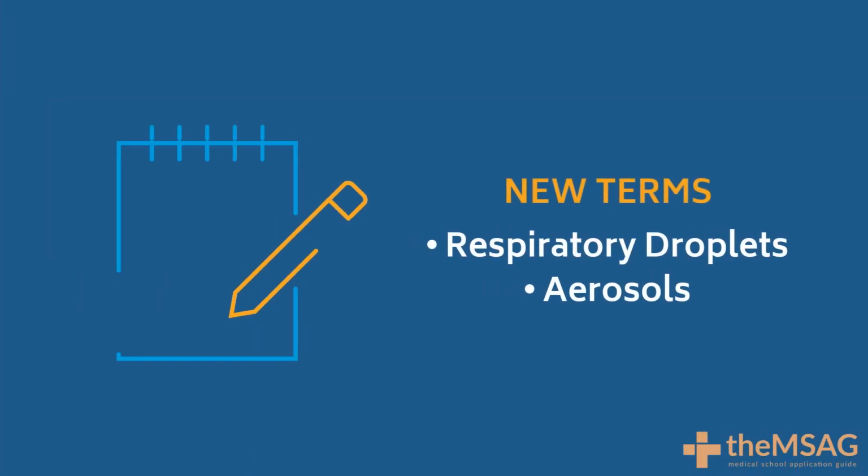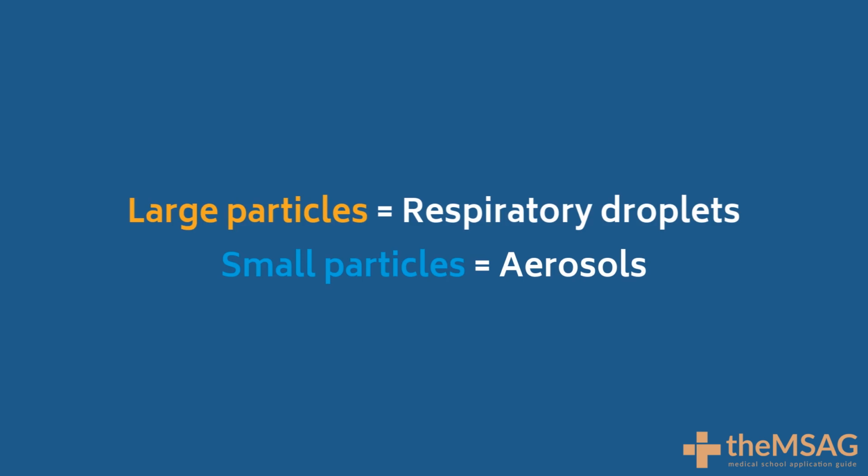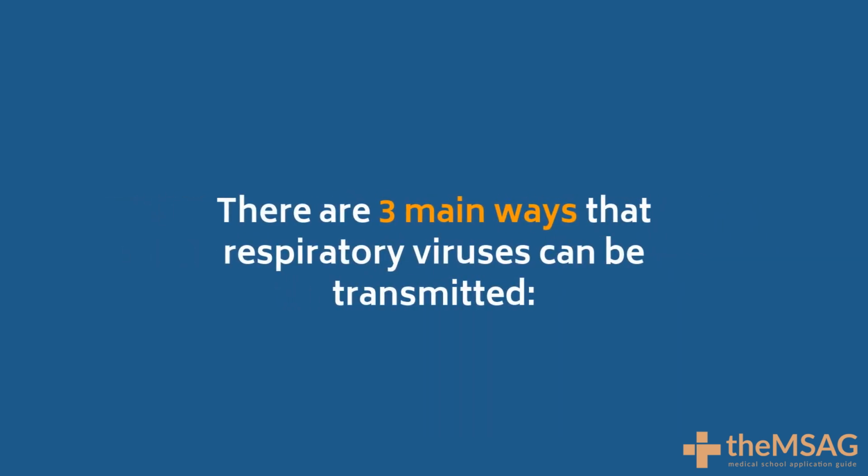You may have heard the terms respiratory droplets or aerosols. These words describe the liquid particles I just mentioned, and the categorization is based on the size of the liquid particle. If the particle is larger, it is referred to as a respiratory droplet, and the smaller liquid particles are called aerosols. With that in mind, there are 3 main ways that respiratory viruses can be transmitted.